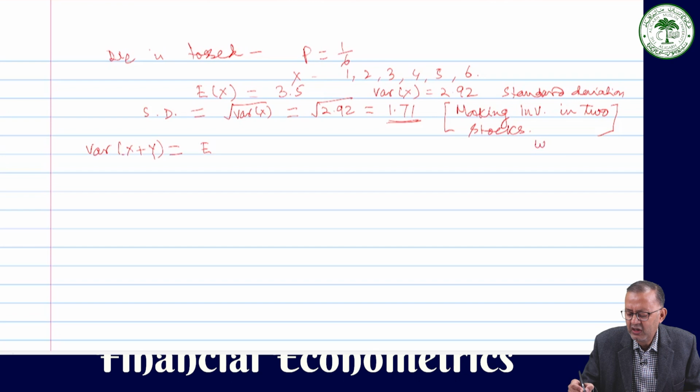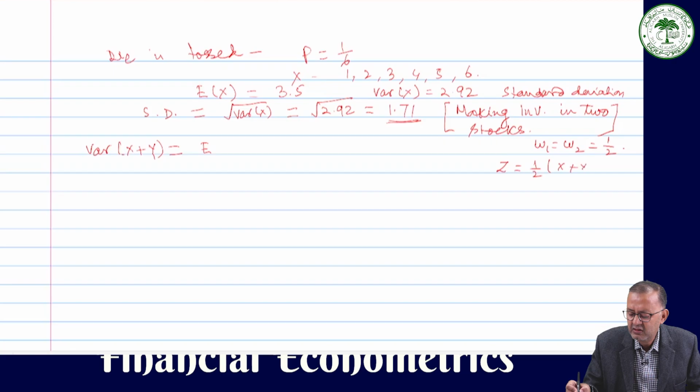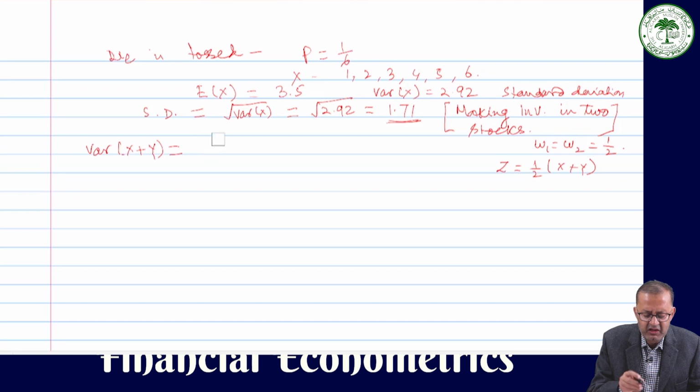such that W1 is equal to W2 is equal to 1 by 2, then we define the two random variables similar to this x plus y. We define this random variable z, which is equal to the weighted average of x plus y. So here we define the variance of x plus y by 2, which is equal to the variance of z. Clear?